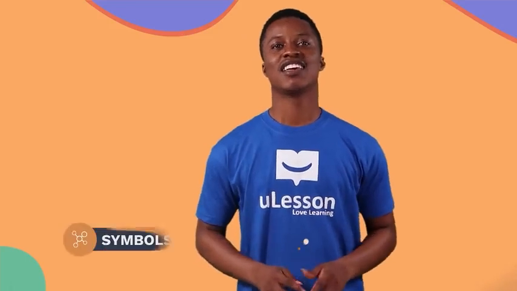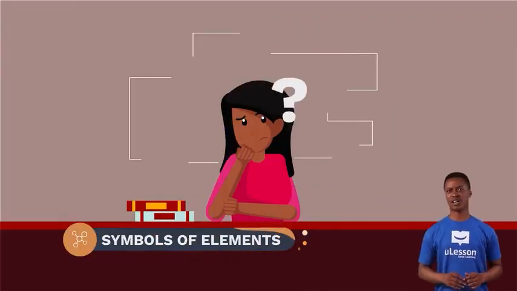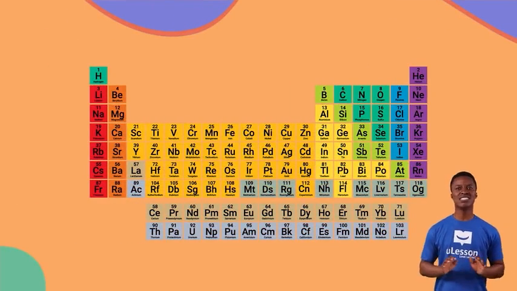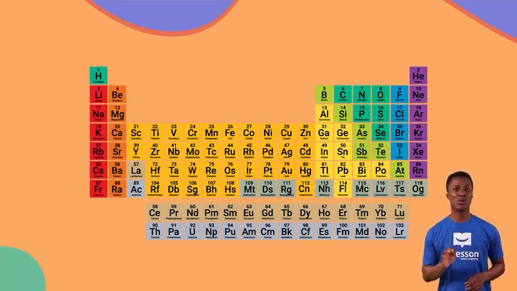Hey there, guys. Imagine that your friend is trying to describe a member of your class but doesn't know his or her name. Would you find it easy to picture the exact person he is trying to describe? The answer is no. It would be much easier if he just mentioned the name of the person he is trying to describe. Similarly, it is easier to identify the elements and navigate through them in the periodic table once you know their names and their symbols.